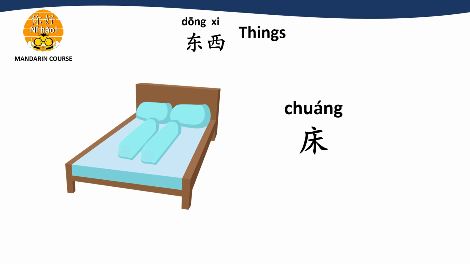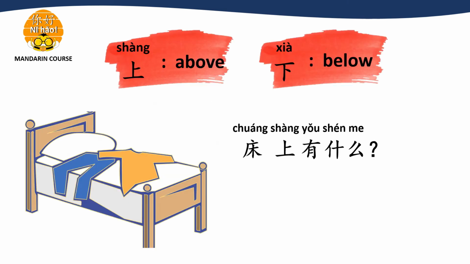The next is 床 bed. The quantifier of 床 is 张. Now we are going to learn about above and below. Above is 上. Below is 下.